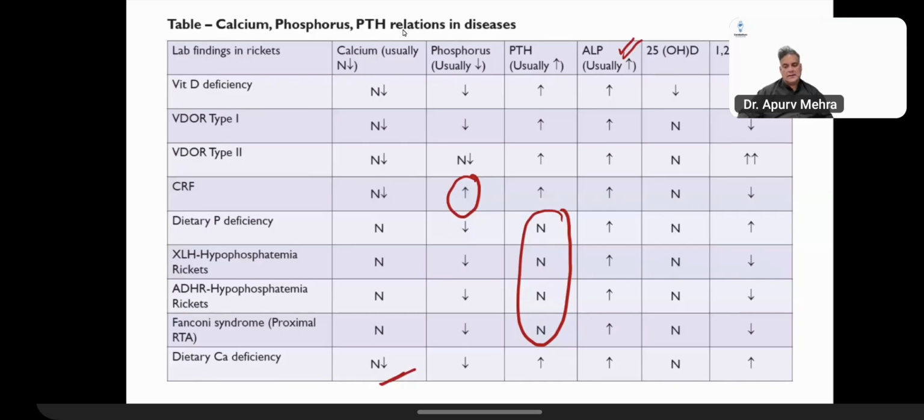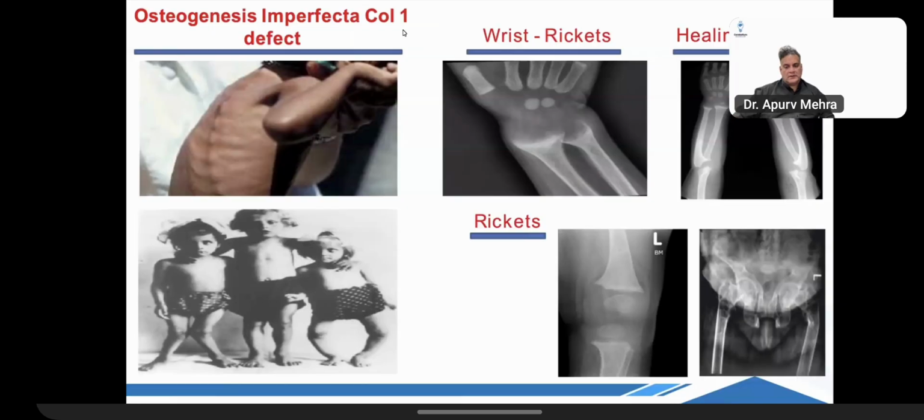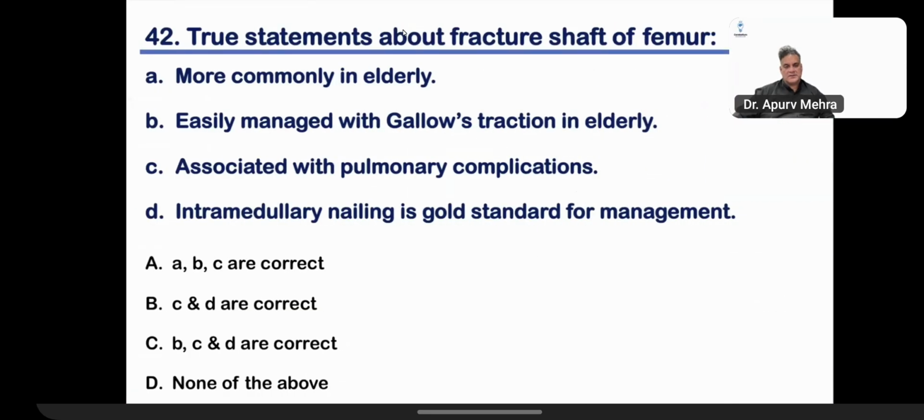Patients can have sclerosis in the bone, no problem at all. Diabetic foot can have ulcers, and there can be sclerosis in the bone. It can be there. So these are the features of rickets and osteomalacia.